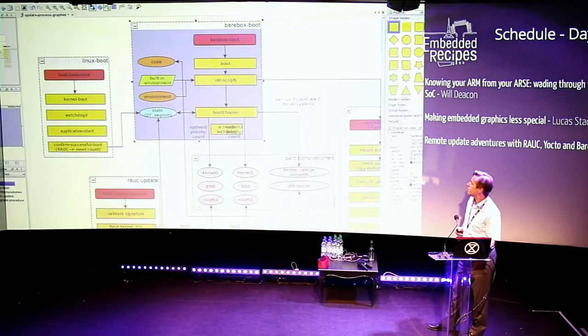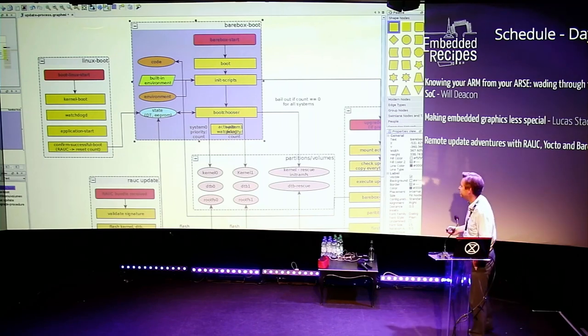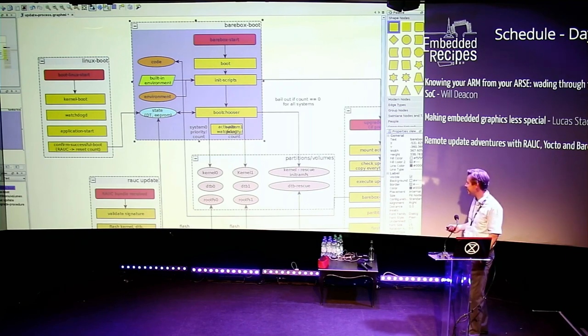So the new partitioning, I will try to show a schema, which has moved, I don't know why. So this is the partitioning or volumes as it is now. We have two systems. Every system has its kernel, its device tree blob, and the rootFS. And we have something called the kernel rescue initramfs. I will come later to why this can be useful, what it is used for, and what can be problematic.